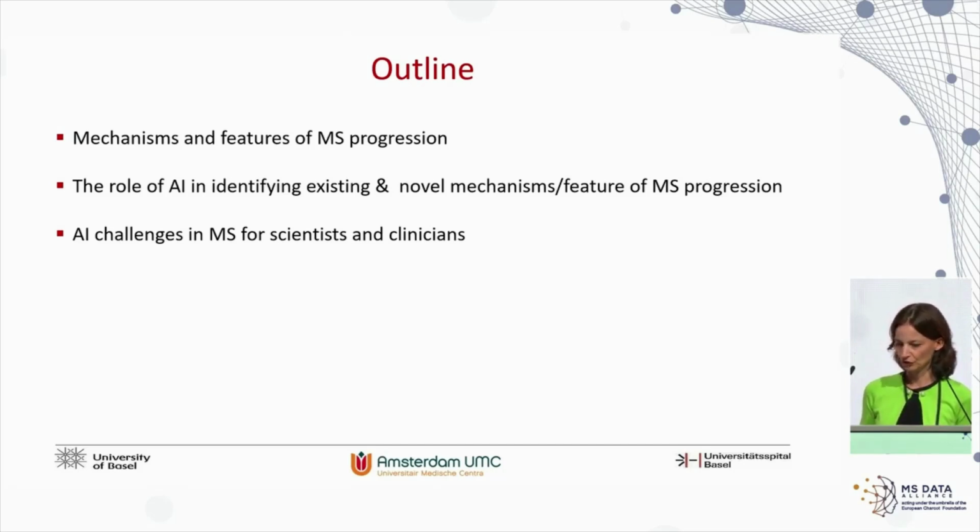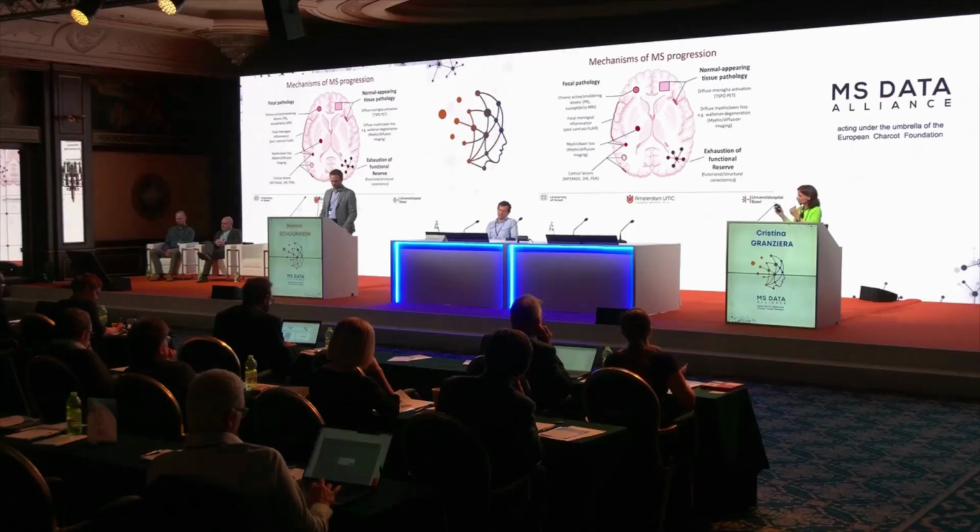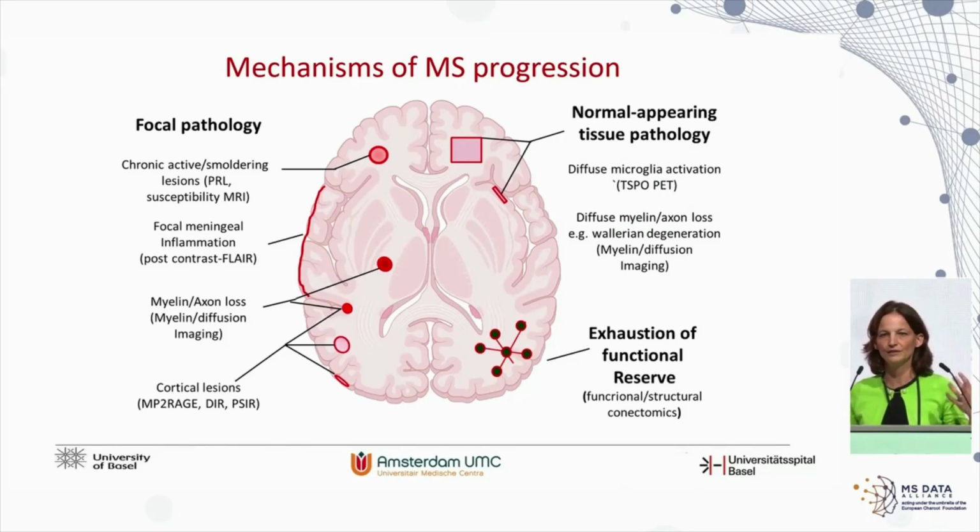So let's start with the features of MS progression. As you see here, this is a summary slide. It's a picture showing you different features that we currently understand to be related to the progression, the evolution of the MS disease pathologically, but also clinical worsening in MS patients. As you can see, there are different focal features, different types of lesions, different types of focal inflammatory events, but also diffuse inflammatory and degenerative processes that occur in the brain. And then there is the next level, which Menno will tell you more about, the so-called functional reserves, the role of the functional and structural networks in this progression of the disease.